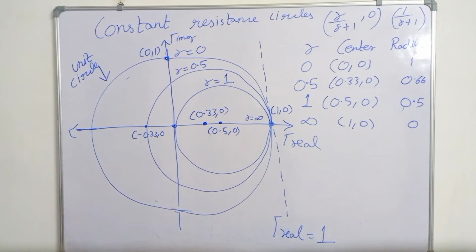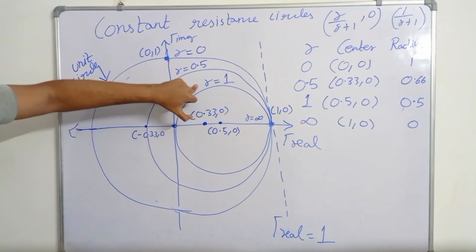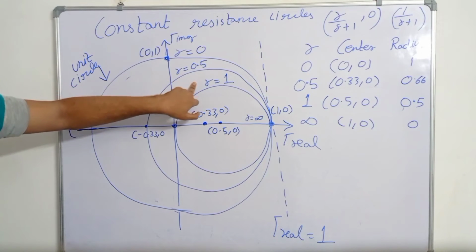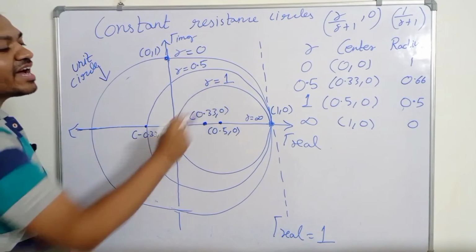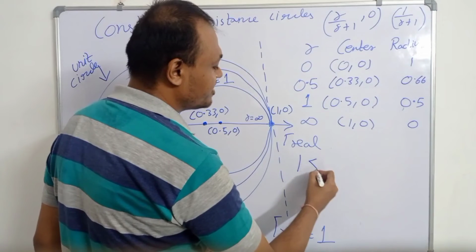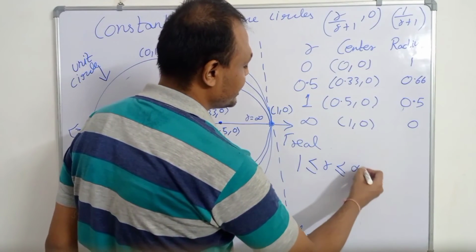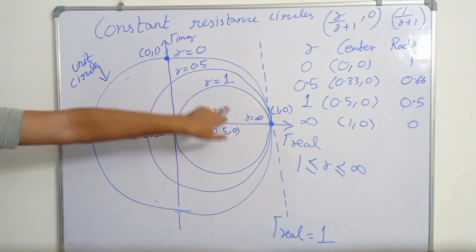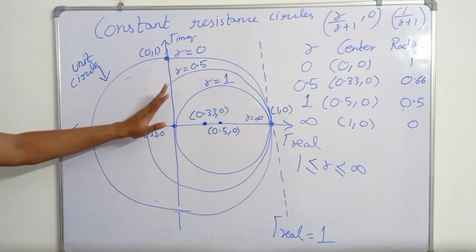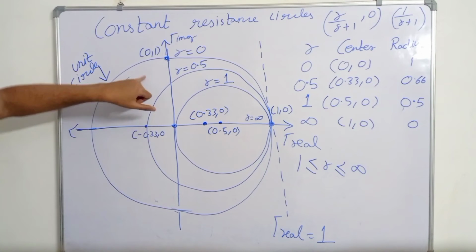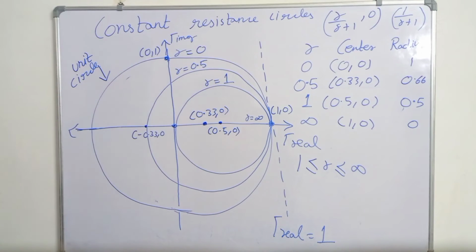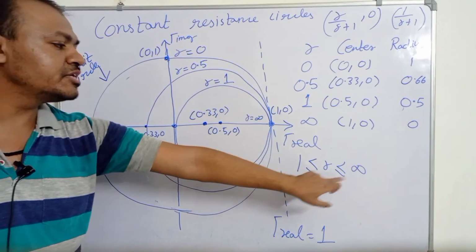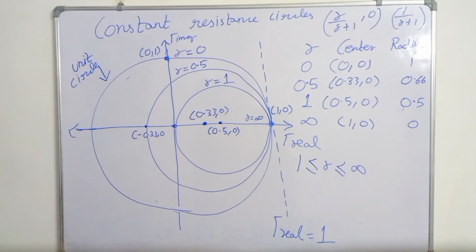For 1 less than r less than infinity, all the circles lie in the first quadrant and the fourth quadrant only. No circle will lie in the second quadrant or the third quadrant. The circles in the second and third quadrant lie only between r equal to 0 and r equal to 1. But from r equal to 1 to infinity, all the circles will lie only in the first and the fourth quadrant.